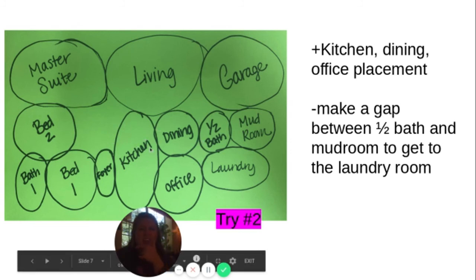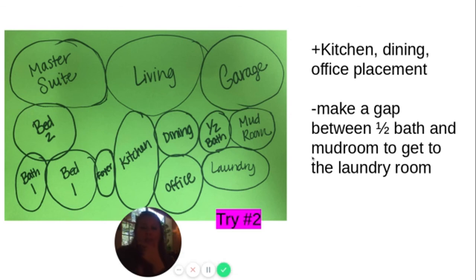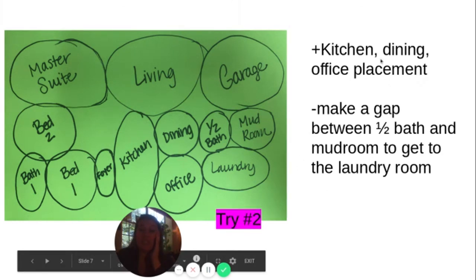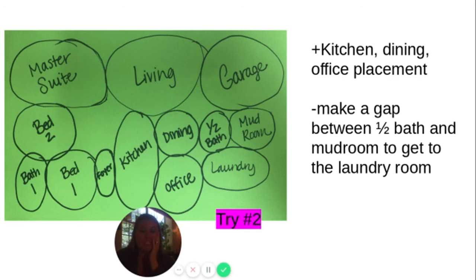the dining room and the office are by that. Right now, I don't like that. Maybe I liked it last year. Living, garage, half bath, mudroom, laundry, master suite, bed 1, bed 2, bath 1, foyer. Oh, I don't like how any bedrooms are right off the foyer. I think that's weird. Oh, well, I said the kitchen, dining, and office placement. I liked that last year. Interesting. I don't like it now.